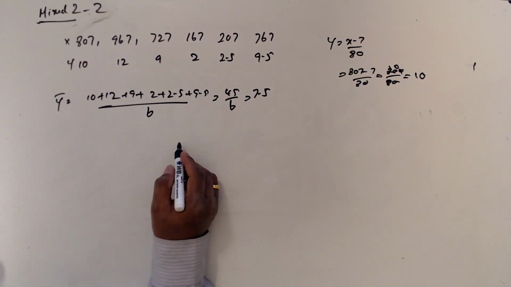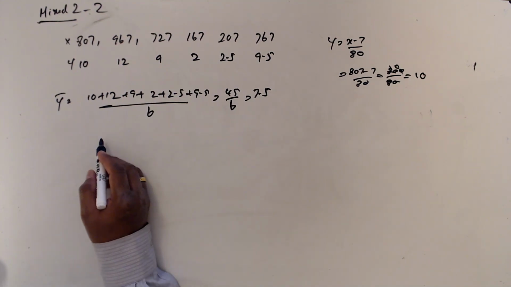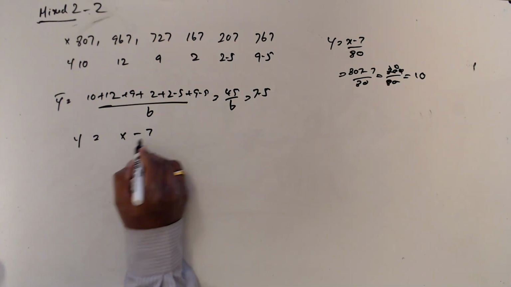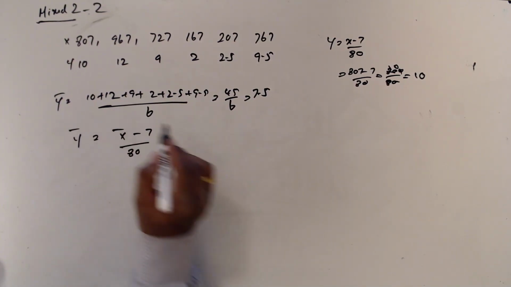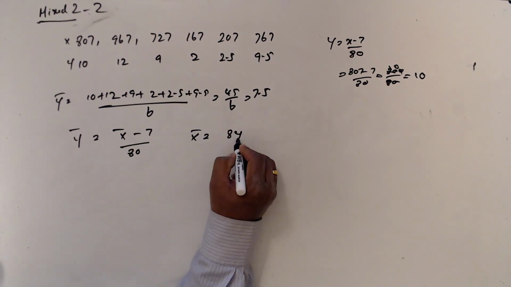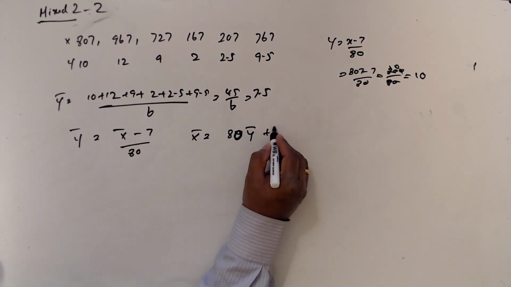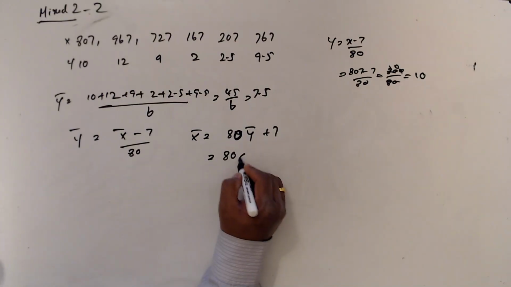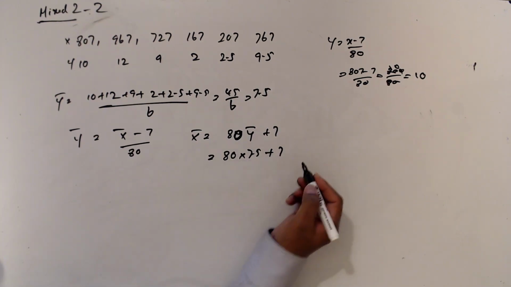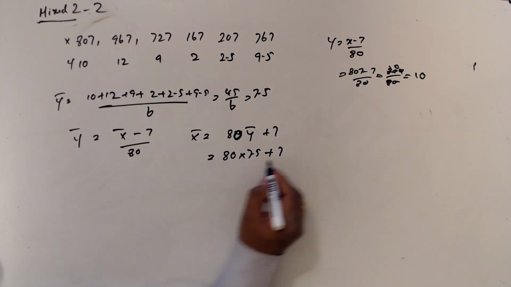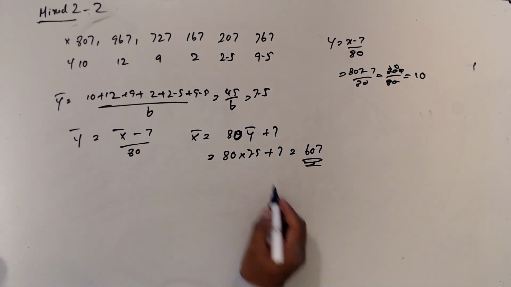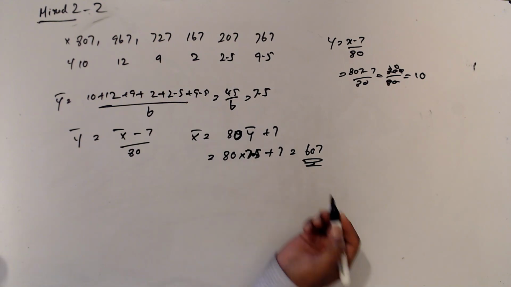Now from here I need x bar. So y equals x minus 7 over 80. So I can write y bar, x bar. So x bar equals 80 y bar plus 7. So 80 times y bar, the mean, 7.5 plus 7. So this is going to be 607.5.